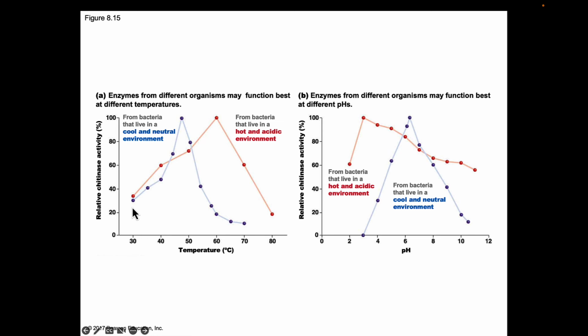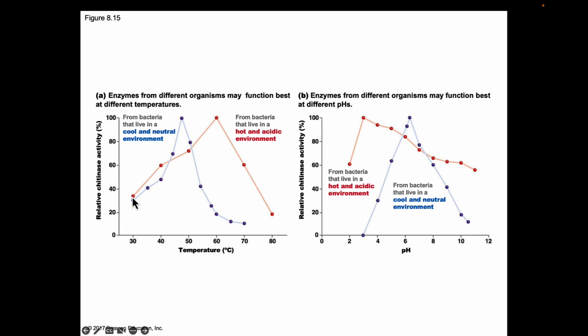So this purple line here shows the enzyme activity of chitinase from a bacteria that lives in a cool, neutral environment. So this enzyme works best at around 45 degrees Celsius. And then it doesn't work so well when the enzyme is brought into a higher temperature.